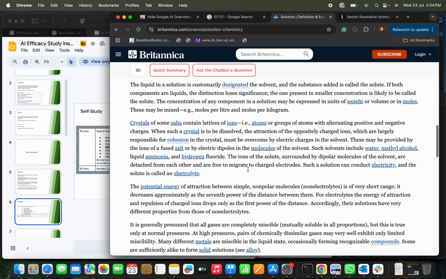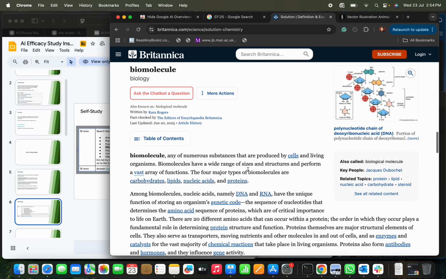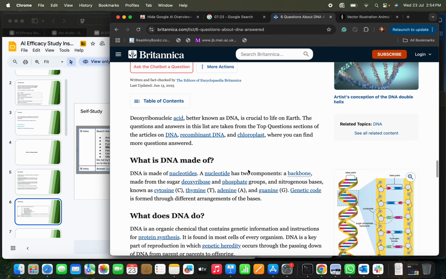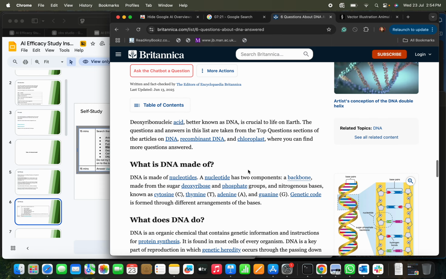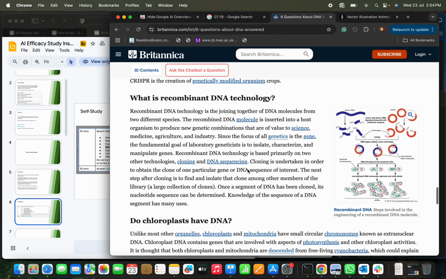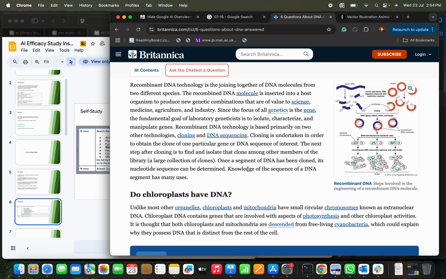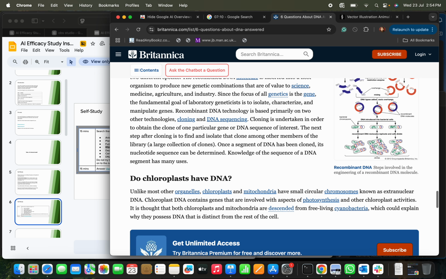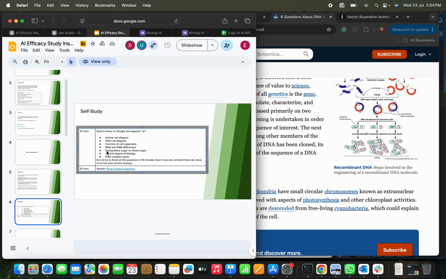This is the only thing that's written here. Okay, that's interesting. Unlike most other organisms, chloroplasts and mitochondria have smaller chromosomes. What's the difference between deoxyribose versus ribose sugar?